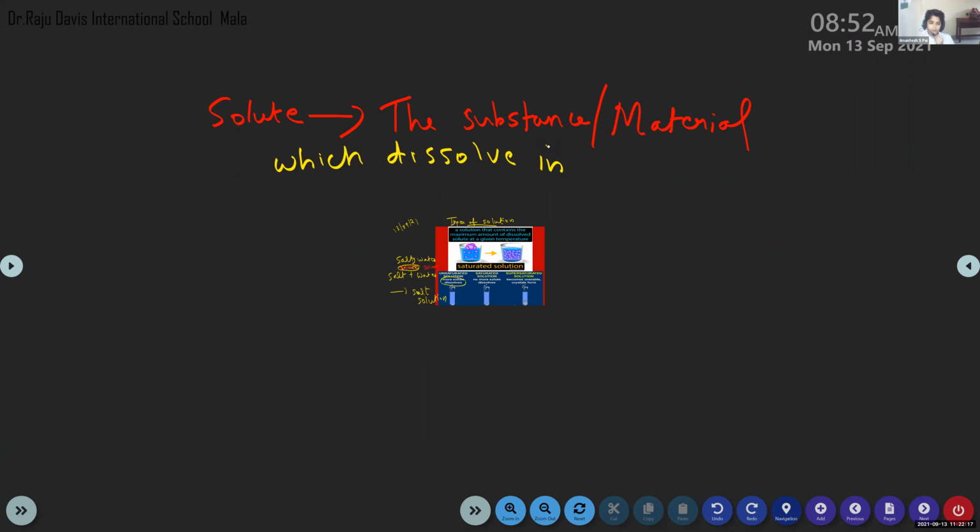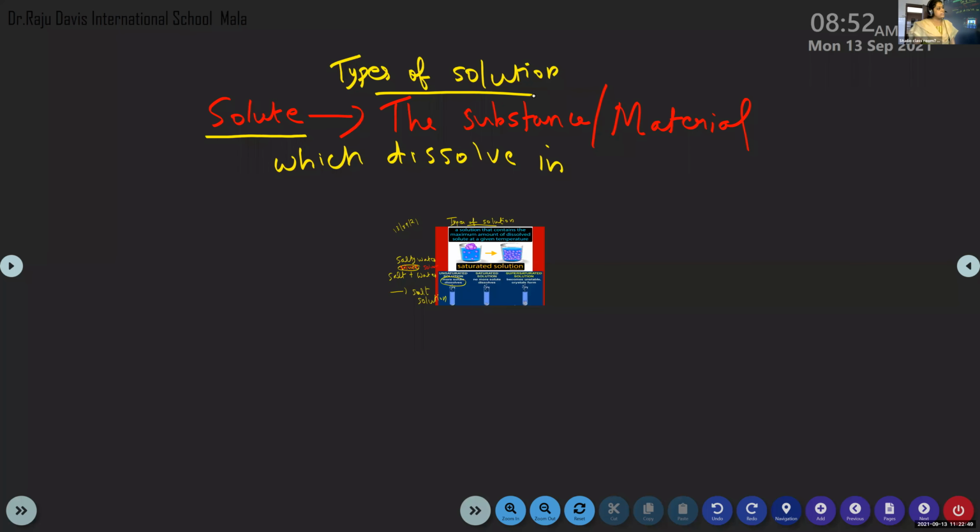Ma'am, can you write it as the 11th type of solution? But 11th is not a separation. This is not a separation process. It is a completely different topic. Separation is over, so don't write it as 11. You can write it as a point, but it is not a part of separation. Clear? So types of solution is a different topic under this separation.